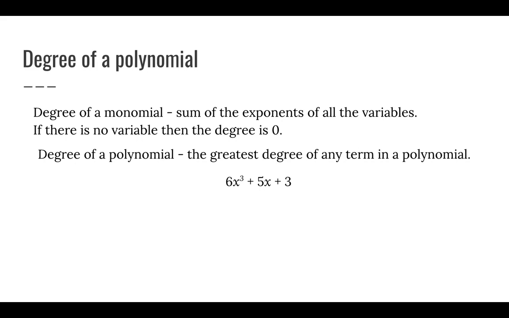So here's an example. 6x cubed plus 5x plus 3, that's one of the polynomials I gave you earlier. I look at each piece. 6x cubed has a degree of 3. 5x has a degree of 1. 3 has no variables, so that has a degree of 0. And I look at each of those degrees. Obviously 3 is bigger than 1 and 0, so this whole polynomial has a degree of 3.